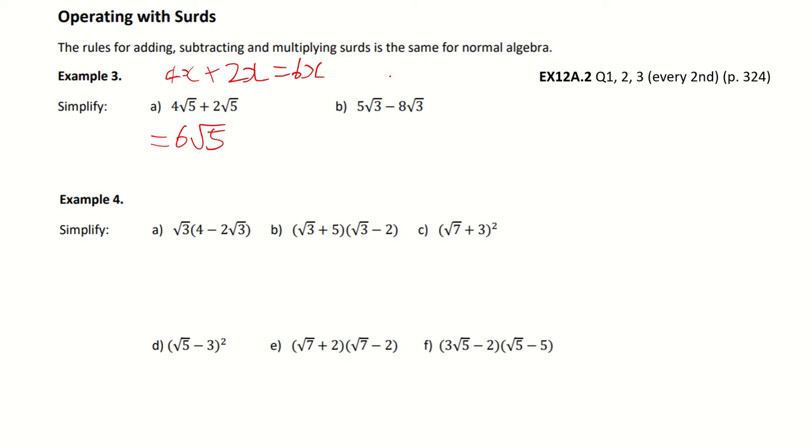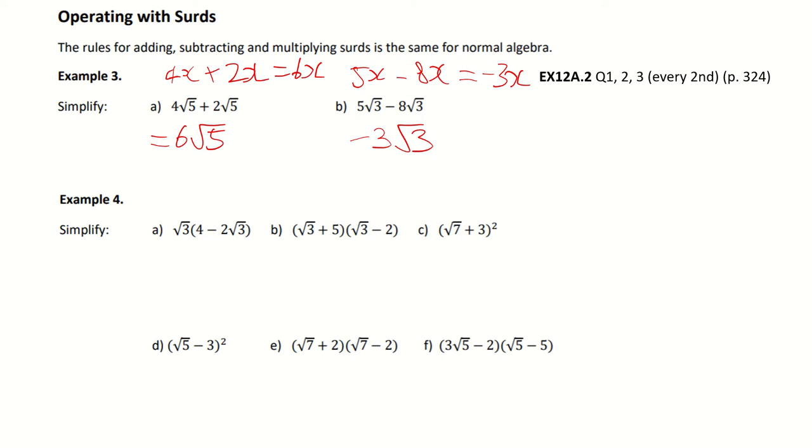It works the same with subtracting. So if you had 5x take 8x, you have 5 lots of x take 8, you actually get negative 3 lots of x. It's exactly the same for surds. So it'll be 5 lots of square root 3 take 8 lots of square root 3, so you have negative 3 lots of square root 3. So adding and subtracting, really straightforward. Multiplying is the same, but a little bit more tricky.